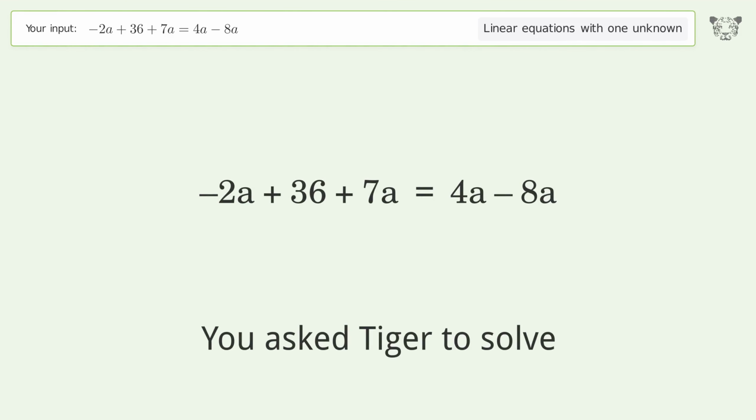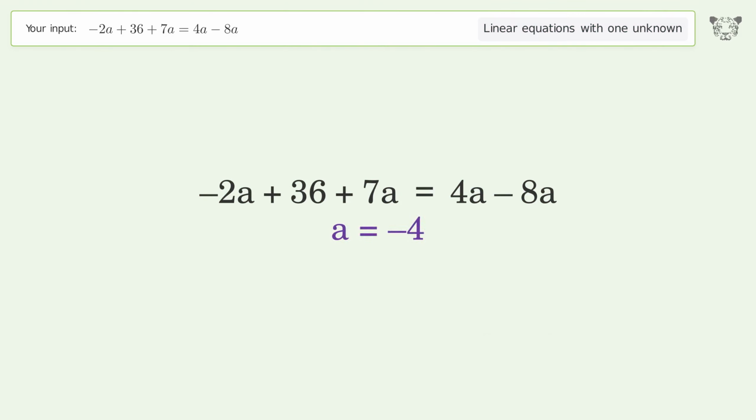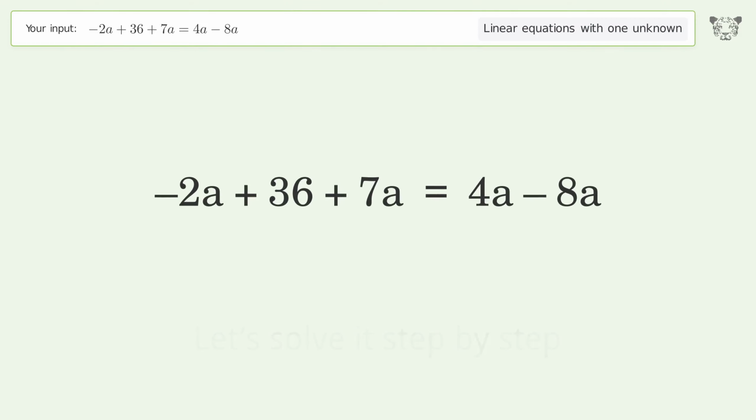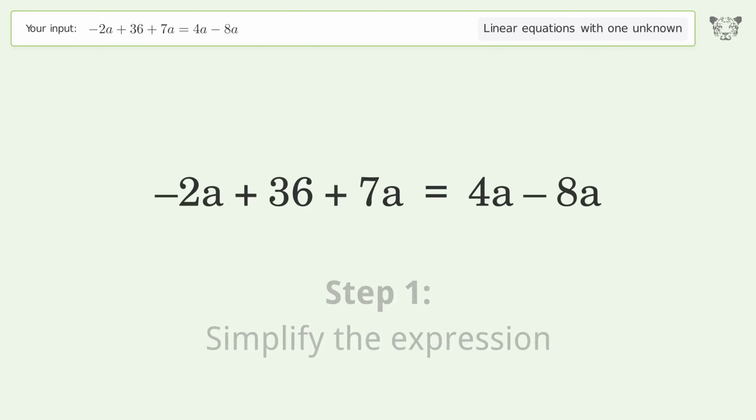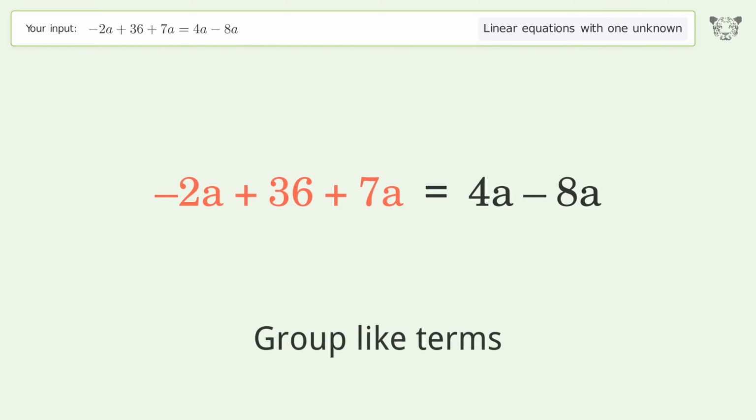You ask Tiger to solve. This deals with linear equations with one unknown. The final result is a equals -4. Let's solve it step by step. Simplify the expression. Group like terms.